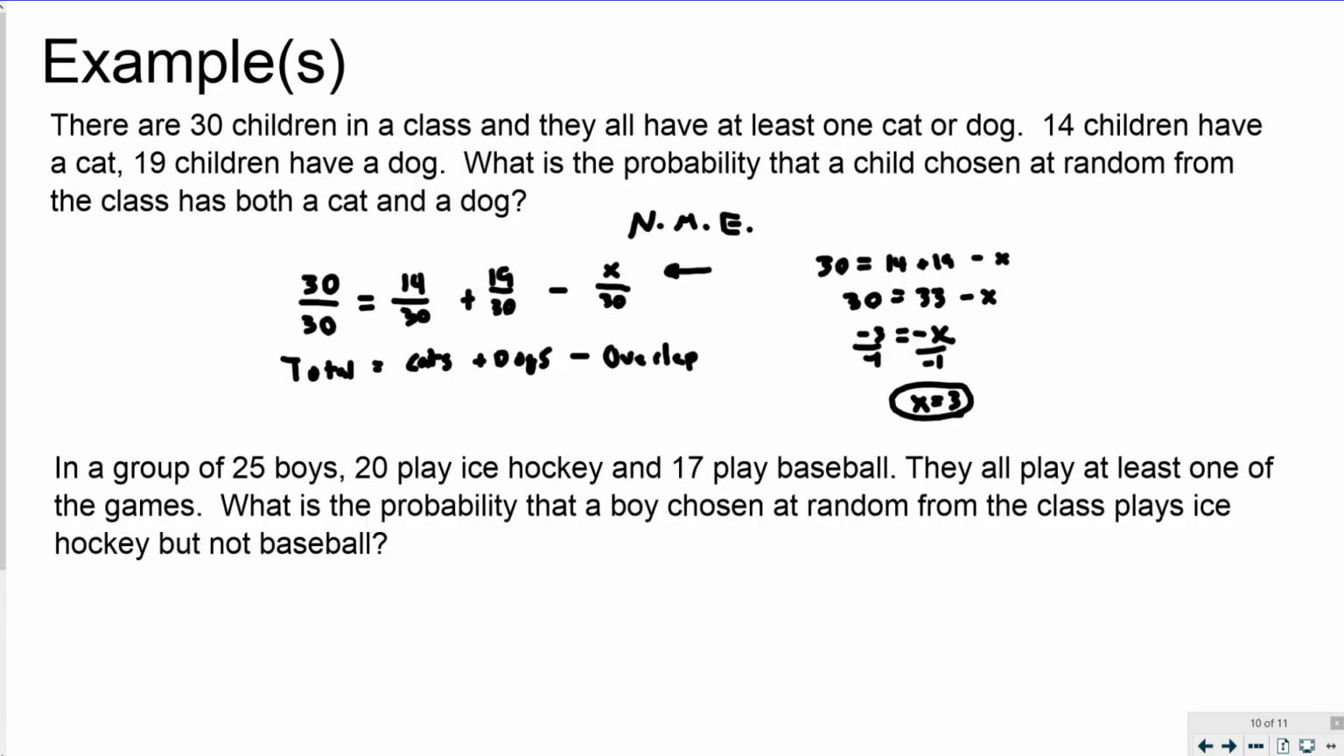So what is the probability of choosing a child at random that has both a cat and a dog? There are 3 children out of 30 that have both. So the probability could be reduced to 1 over 10. And that probability is about 10%.